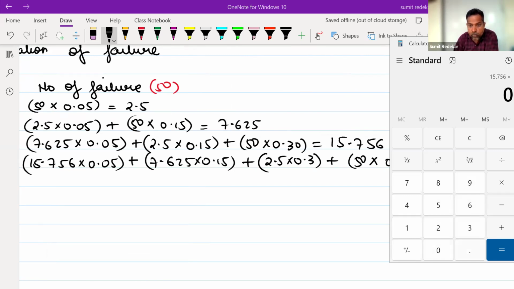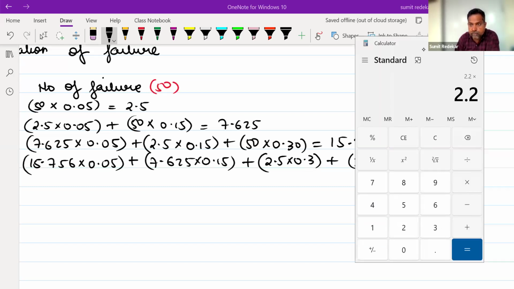15.756 into 0.05. Done. Add that to memory. 7.625 into 0.15. Correct? Add that to memory. 2.5 into 0.3. Add that to memory.